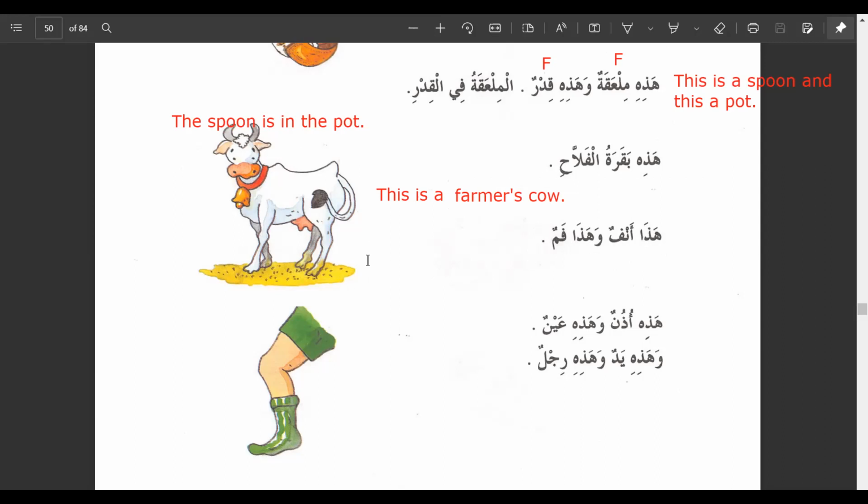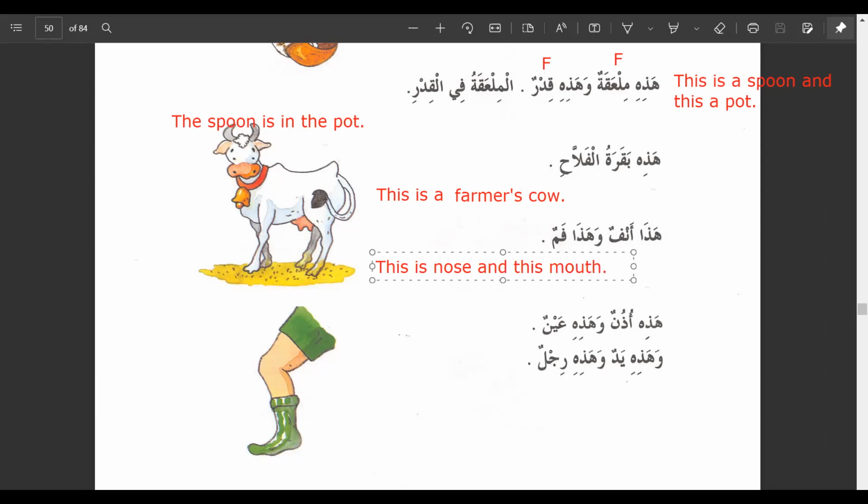Anfun, what did I tell you? I've never seen that one. Last time we did it. I don't recognize that. No, okay. Hada anfun. This is nose, or this is a nose, and this is mouth.